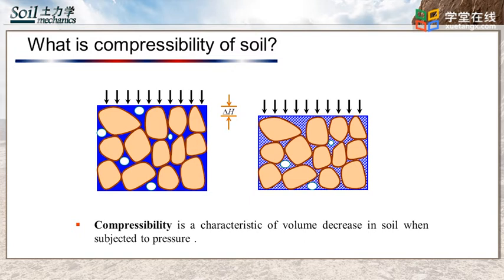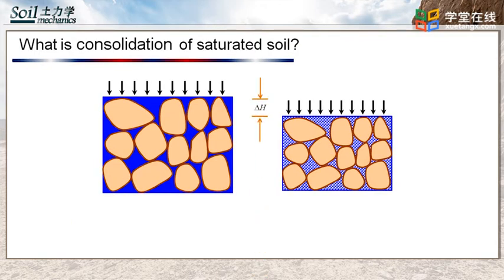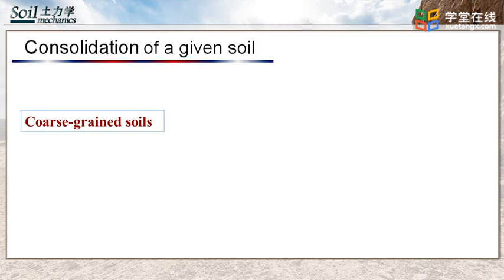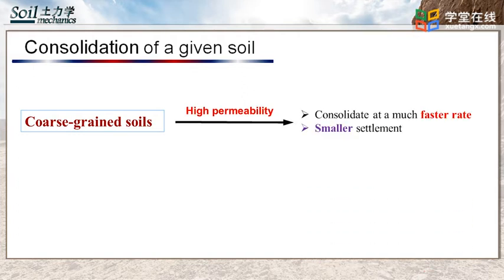Usually, the characteristic of volume decrease in soil when subjected to pressure is called compressibility. Obviously, the discharge of the pore water and pore air needs a length of time to complete. Such a time-related compression process is called consolidation. The consolidation process of saturated soils is in effect a process of discharge of the pore water and the corresponding increase in the density. Generally, the coarse-grained soils, such as sands and gravels, have high permeability, consolidate at a much faster rate, and produce smaller settlement.